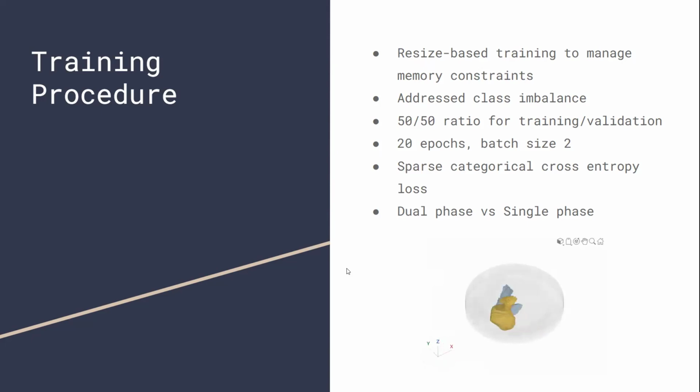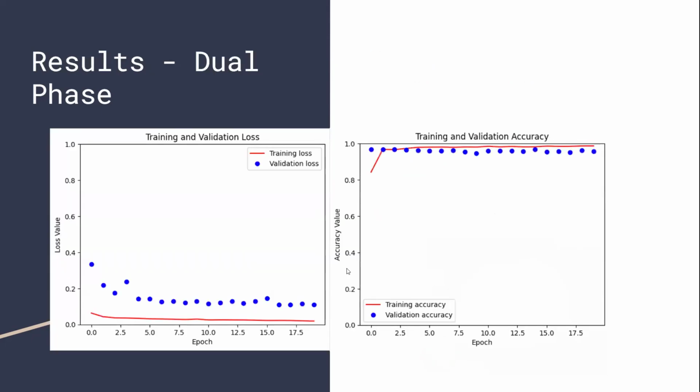And this is because, as shown in the figure below, you can see the segmentation inside the whole thing is pretty small. So I think this loss will address that. And we use dual phase versus single phase. And here's the dual phase results.